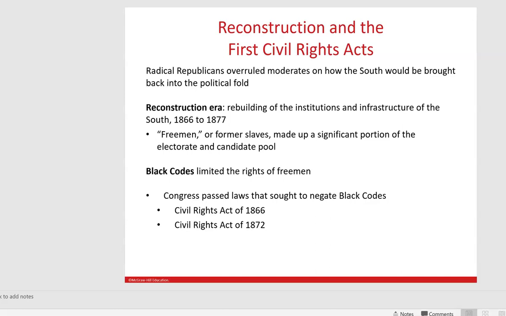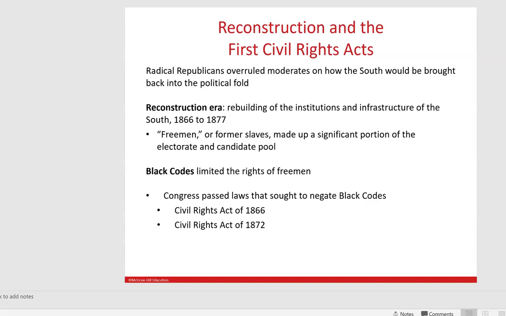The Reconstruction Era was a time of the rebuilding of the institutions and infrastructure of the South from 1866 to 1877. At that time, former slaves or freemen had significant voting leverage. Something called black codes were intended to limit the rights of the recently freed slaves.